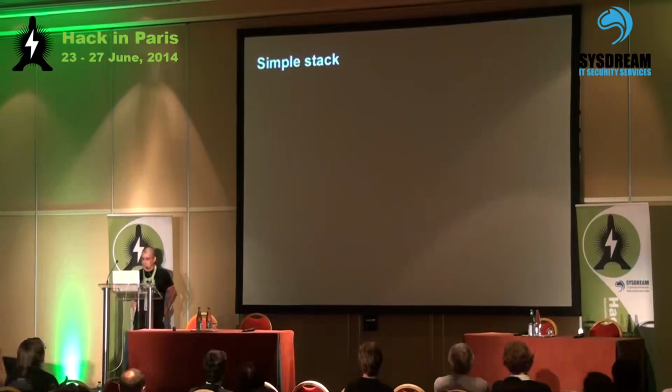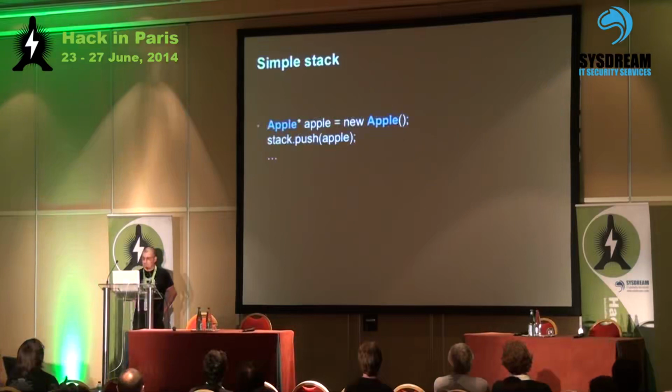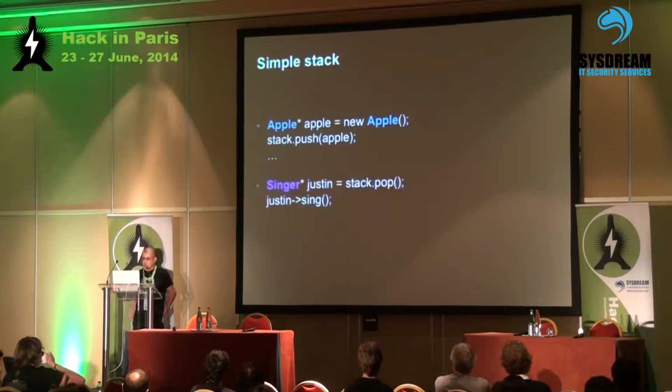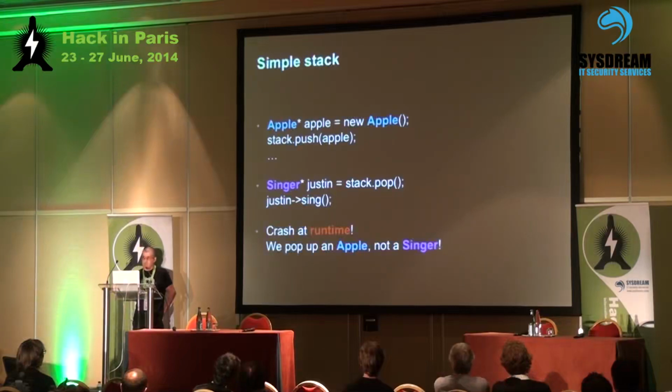If I take another example, this time I instantiate an Apple, and I put my apple on the same stack. It's possible because I'm accepting anything. And later in my code, I pop the object, and I put this in a variable called Justin, and it's a singer, and I can call sing on my object because a singer is able to sing, but it will not work, it will crash, or it will behave very strangely because in this case I have an apple, I don't have a singer.